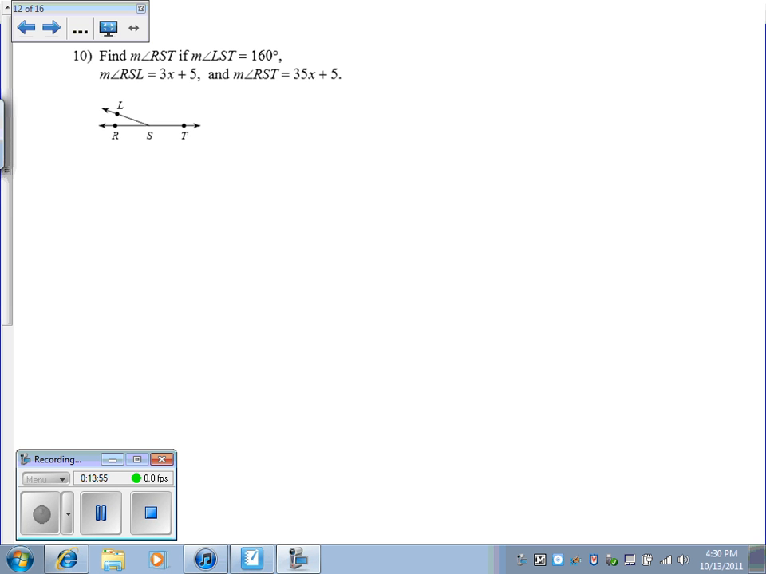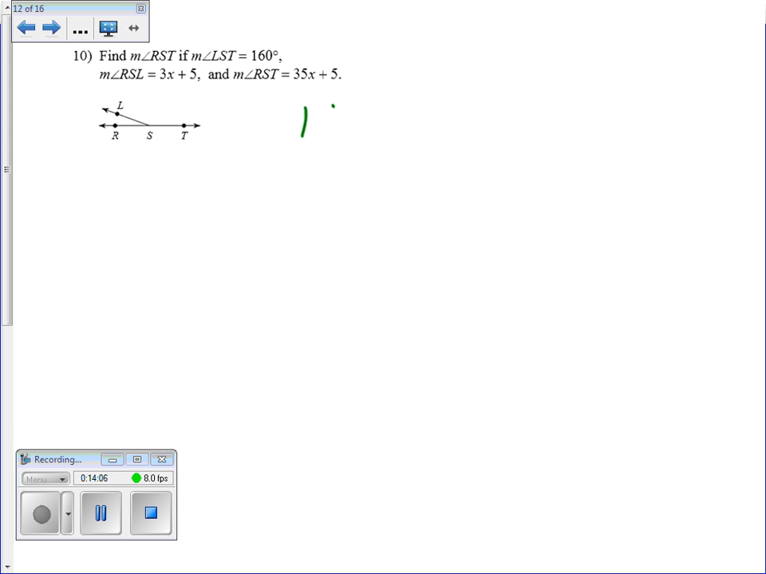Okay, last question. Find the measure of RST. RST is a straight angle. So this one is 180 degrees. Done. But if you want me to show you the work, here goes.